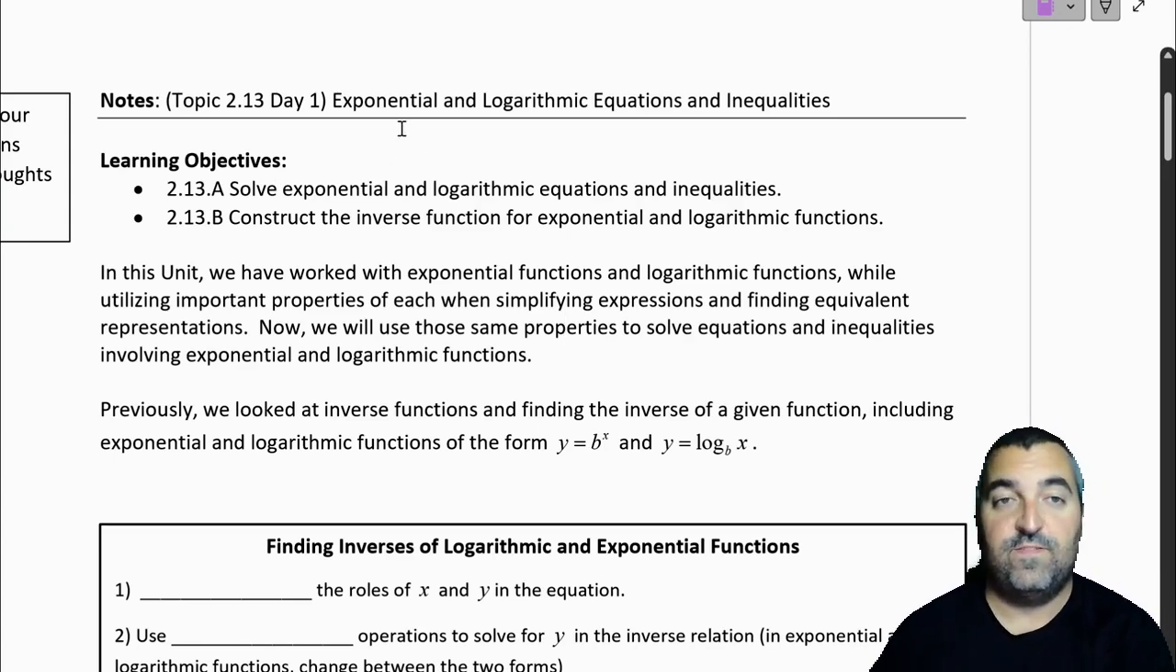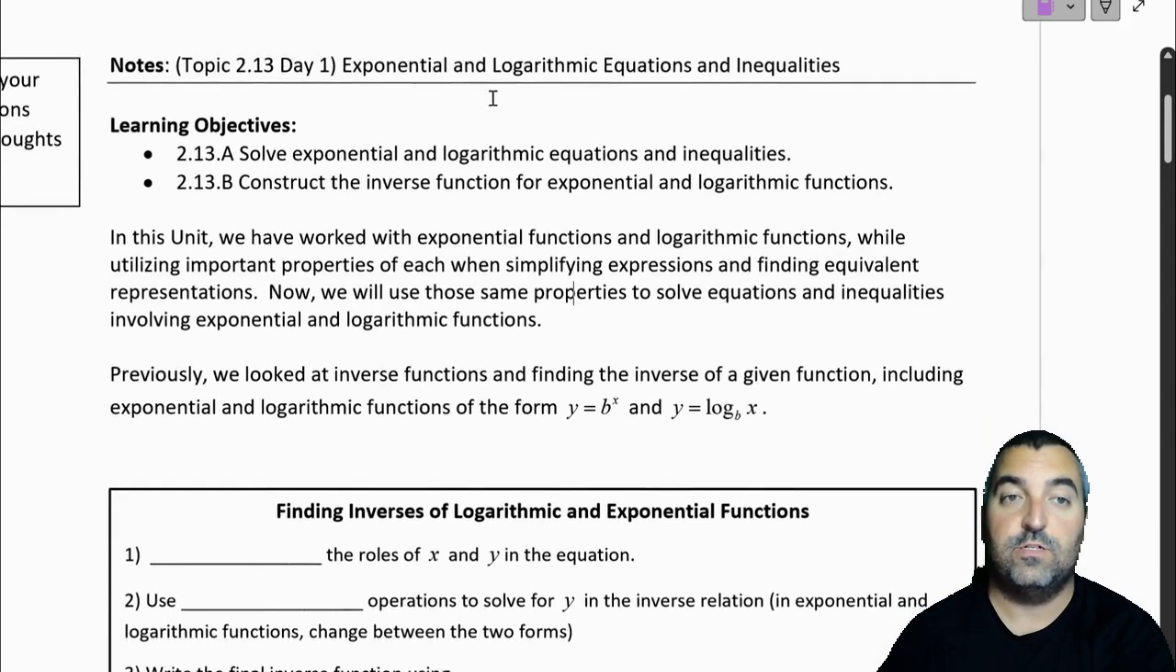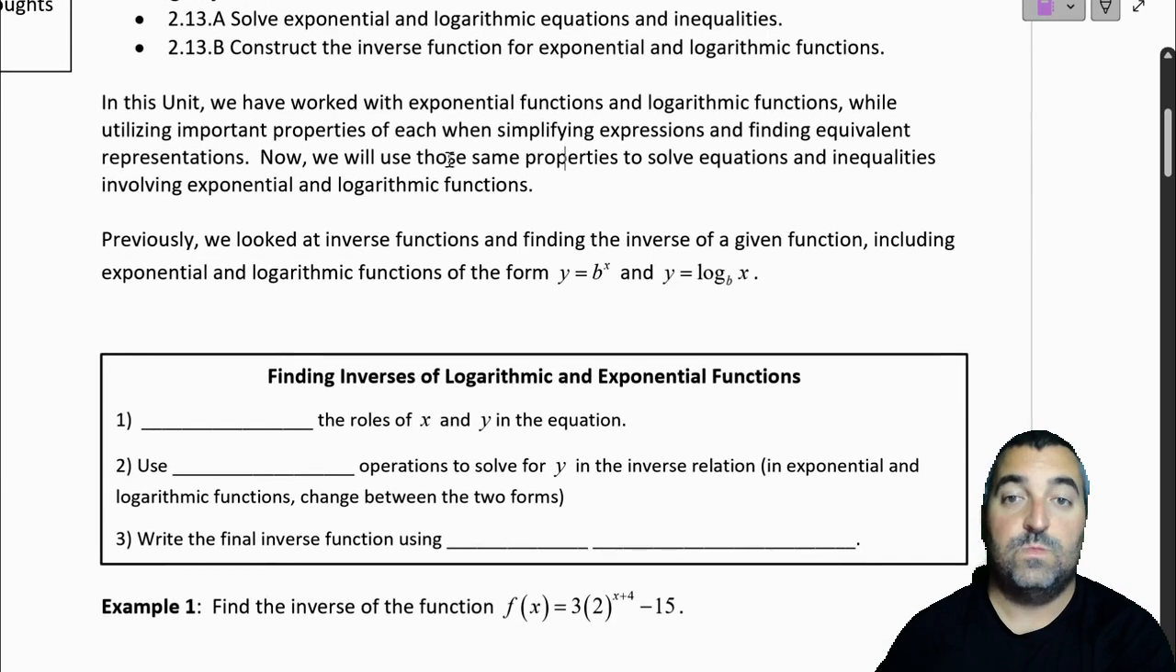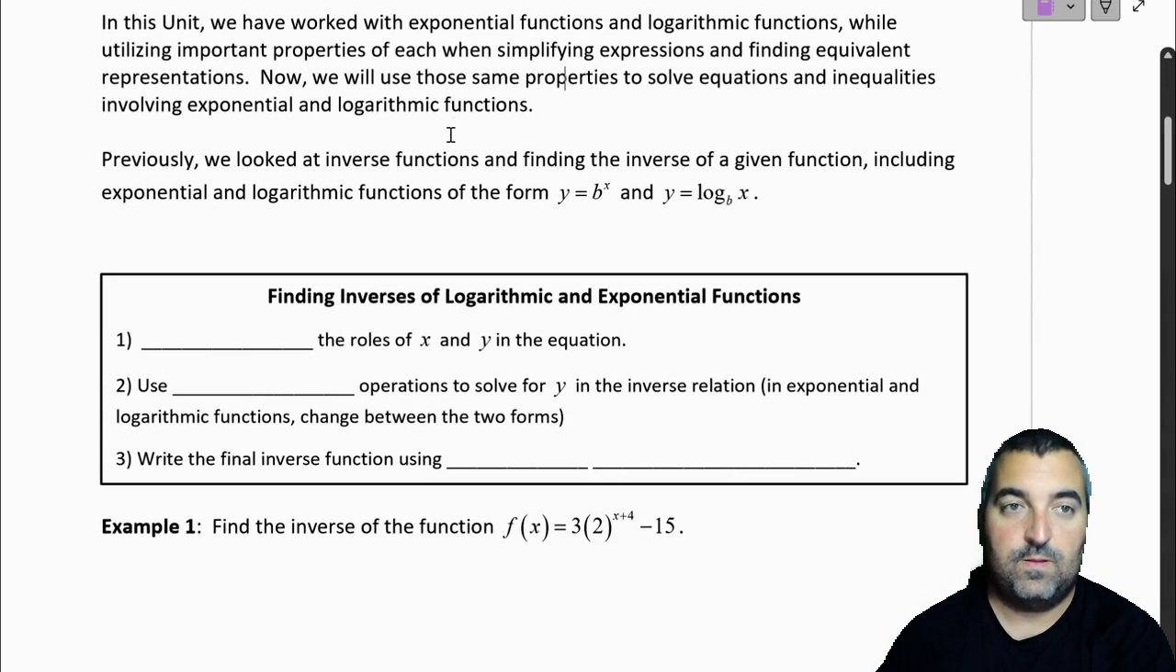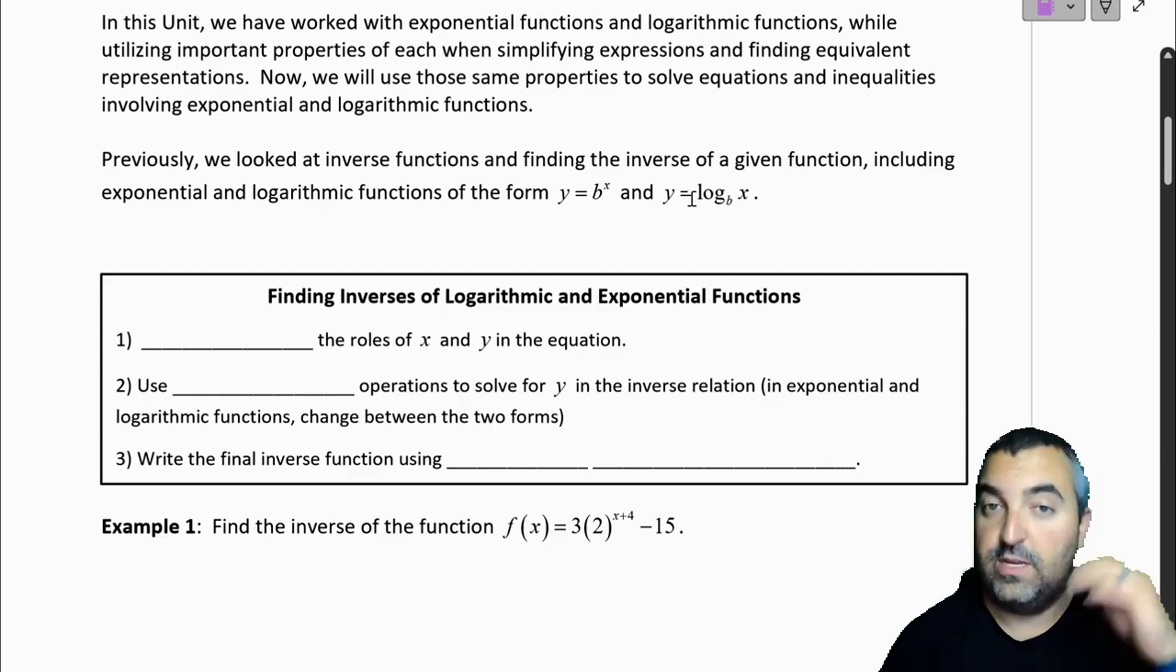Today we are talking topic 213, which we have split up over lots of days, so there will be quite a few videos for this, but we're going to start with exponential and log equations and inequalities. You've worked with exponential and log functions, and using properties to simplify expressions and write equivalent expression representations. We're now going to start solving them. So we looked at inverse functions and finding the inverse of a given function, including that exponentials and logs are of the form y equals b to the x and y equals log base b of x.